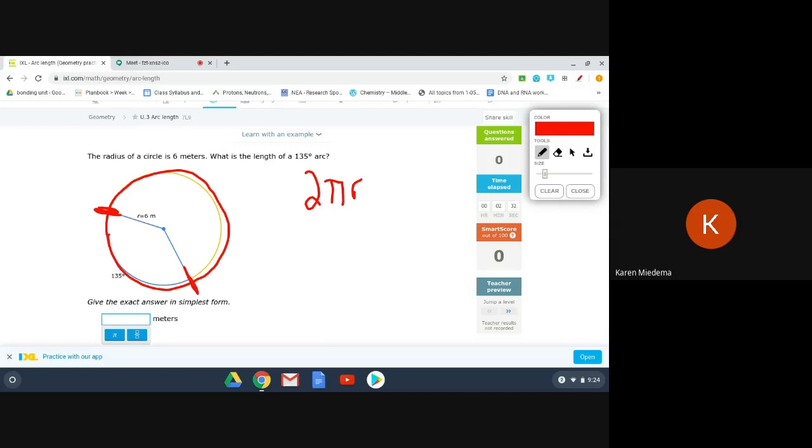Now, the entire circle is 360 degrees, but the arc that we want to know is just 135. So as a fraction, that could be written as 135 over 360. So in front of or behind the 2 pi r, I want to multiply by the measure of the angle, which I'm going to call theta, over 360. And that's my formula for the arc length.